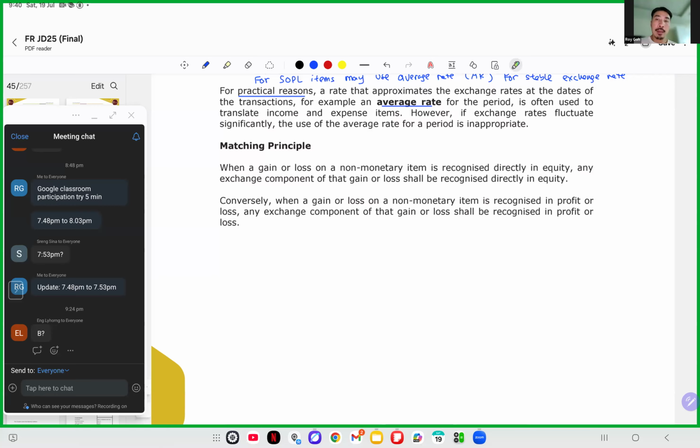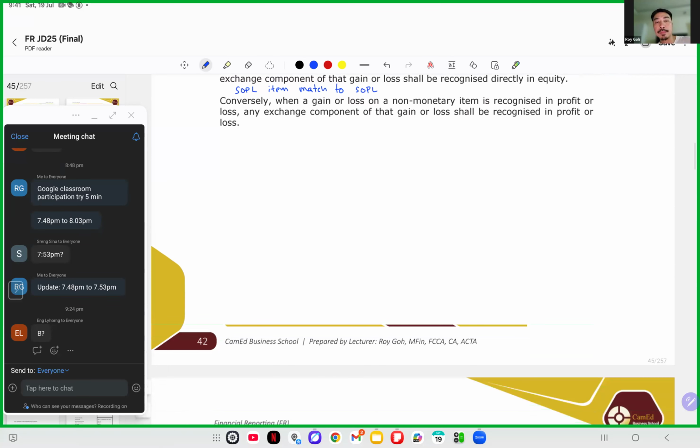Okay. The matching principle I just mentioned: if it's a balance sheet item, match to the balance sheet. P&L item, match to the P&L. So this is called a balance sheet item. You always match back to the balance sheet. A P&L item, like income and expenses, you also match back to the P&L. So which is correct? Well, both are correct.